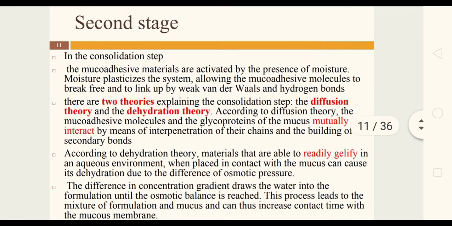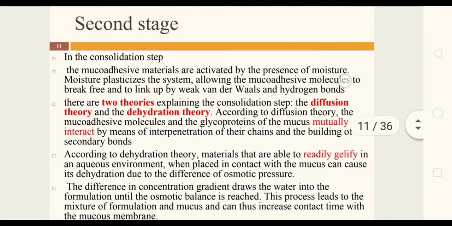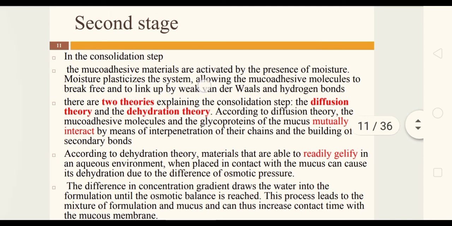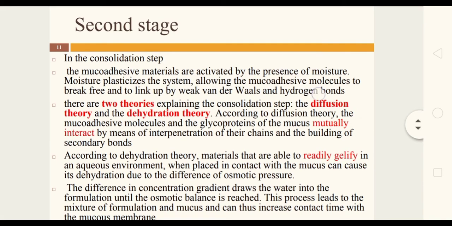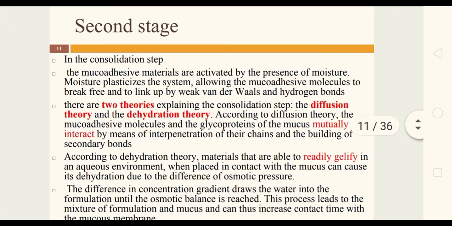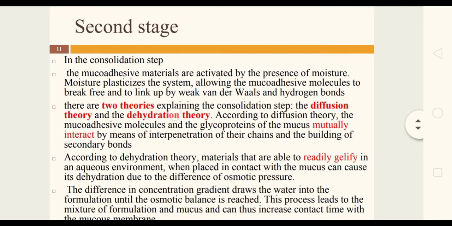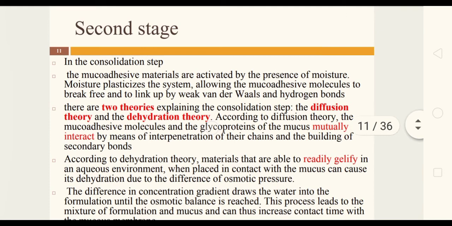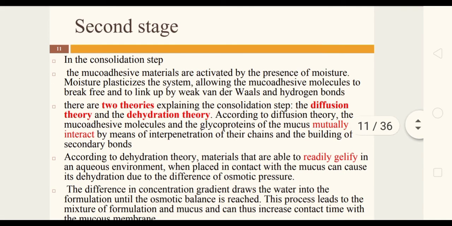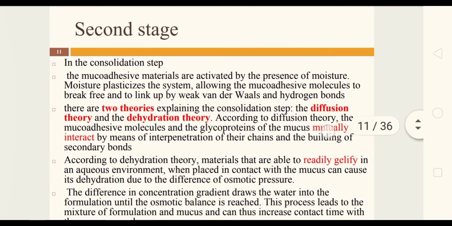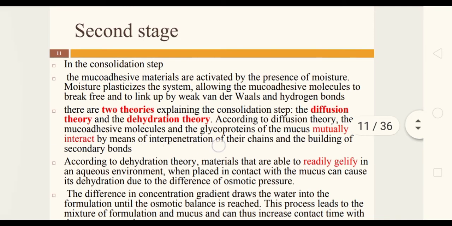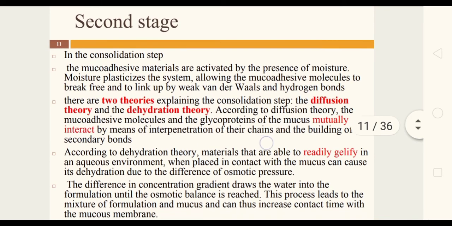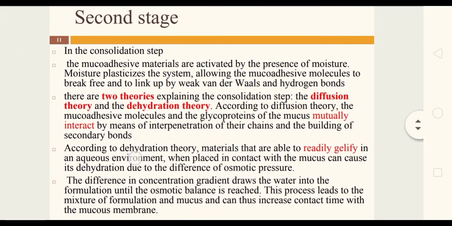The mucoadhesive material which is attached to the mucous membrane is activated by the moisture, and this moisture plasticizes the system. Therefore, it allows the mucoadhesive molecule to break free and to link up by the weak van der Waals force and hydrogen bond. The two theories involved in this are diffusion theory and dehydration theory. According to diffusion theory, if the mucoadhesive molecule and the glycoprotein of the mucus mutually interact with each other, then they form a strong bond by the secondary bonds.